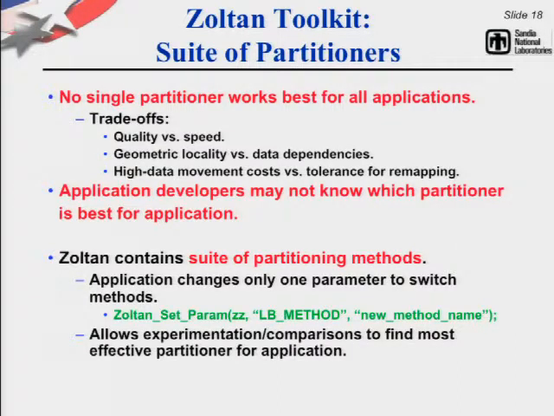And the way you change the parameter to do a different method is you just do this Zoltan set parameter and the load balancing method, and then it's a string that could be graph partitioning or hypergraph partitioning or recursive coordinate bisection or something like that.